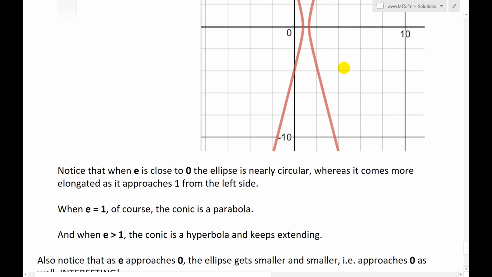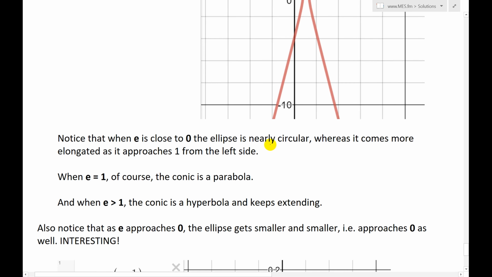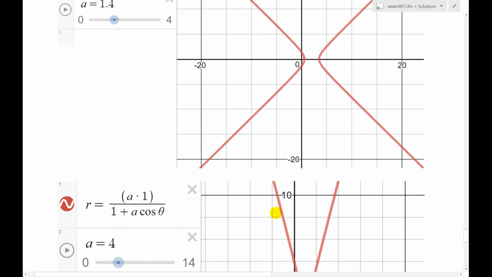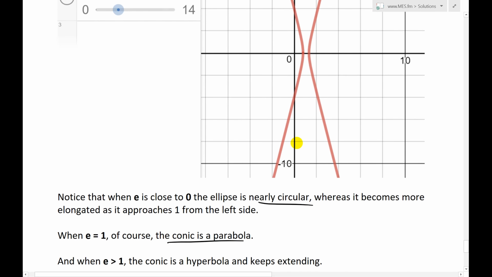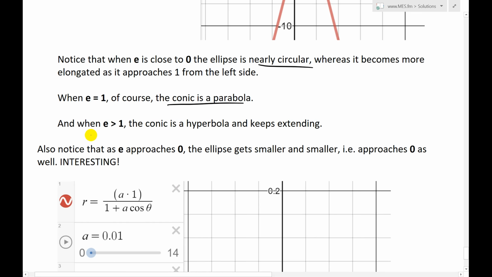Fascinating stuff indeed. So notice that when E is close to 0, the ellipse is nearly circular, whereas it becomes more elongated as it approaches 1 from the left side. And when E equals 1, of course, the conic is a parabola. That was exactly when E equals 1 over here. Aside from when it's 1, it becomes an ellipse or a hyperbola. And when E is greater than 1, the conic is a hyperbola and keeps extending as it gets larger. And here I wrote that down as well, as E gets larger, like that.